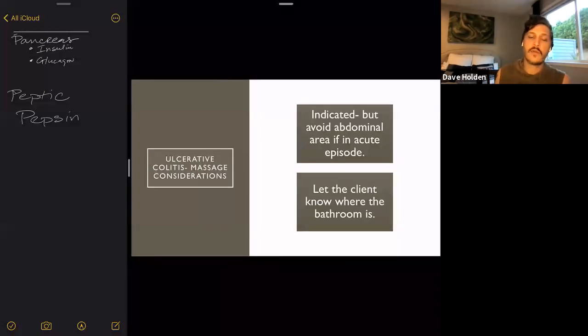So for ulcerative colitis, massage is indicated, but if they're having an episode, we want to avoid the abdomen. Again, you shouldn't go pushing on somebody whose problem is they have bloody stools. Let's not be pushing on their abdomen. I would also let the client know where the bathroom is ahead of time, just so if they need to make a beeline, they know what direction to head in.